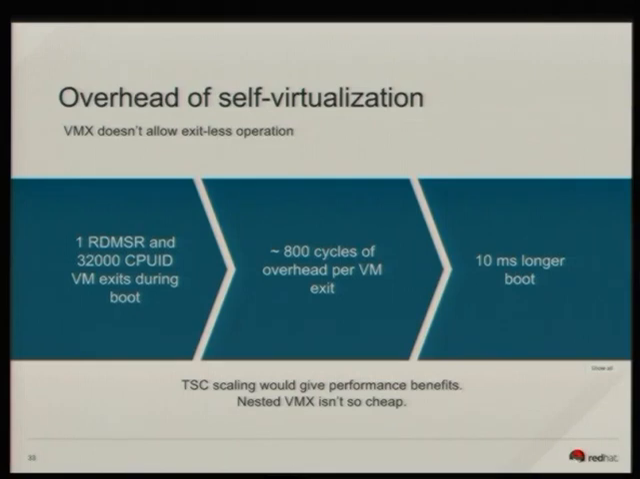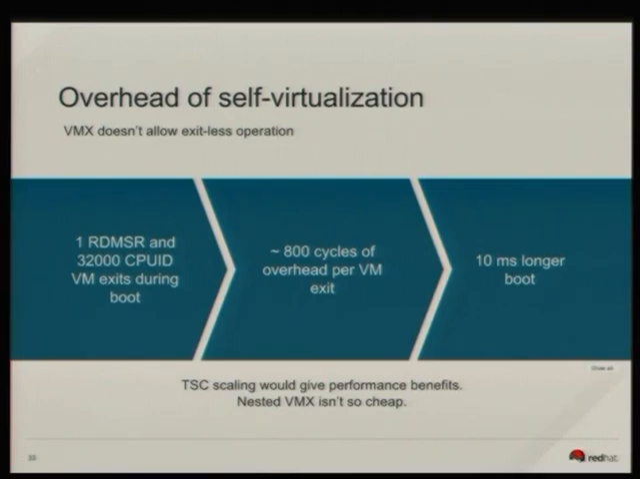From quick tests with the implementation, because VMX doesn't allow exitless operation, we got one read MSR and about 32K CPUID VM exits during boot. And the overhead of a VM exit is 800 cycles on a Haswell machine. So the boot is going to be about 10 milliseconds longer than it would have been, which I guess isn't noticeable because just one daemon extra is going to take much longer.